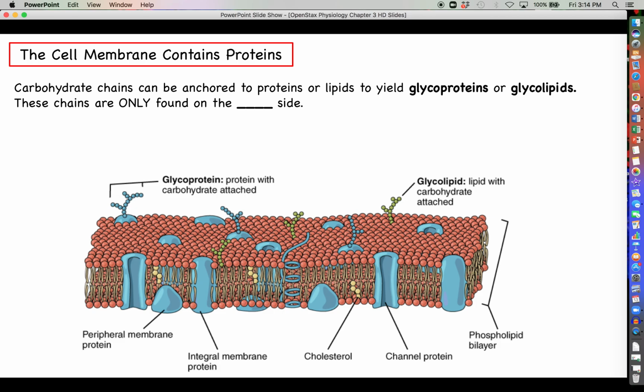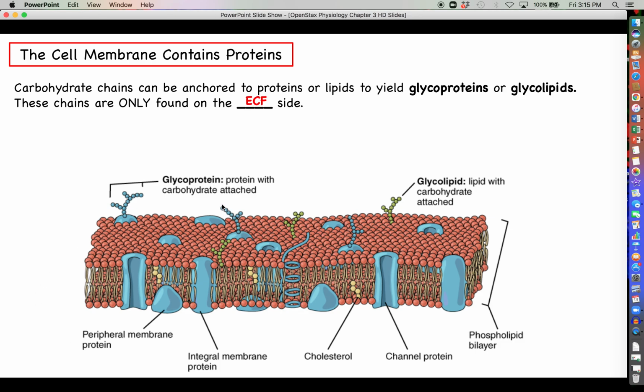In addition to proteins, you can also find carbohydrate chains in the plasma membrane, but you only are going to find them in one specific place. You can find them attached to either proteins, in which case we call them glycoproteins, or you can find them attached to the phospholipids, in which case we call those glycolipids, but you only find them on the leaflet of the membrane that faces towards the extracellular fluid side.